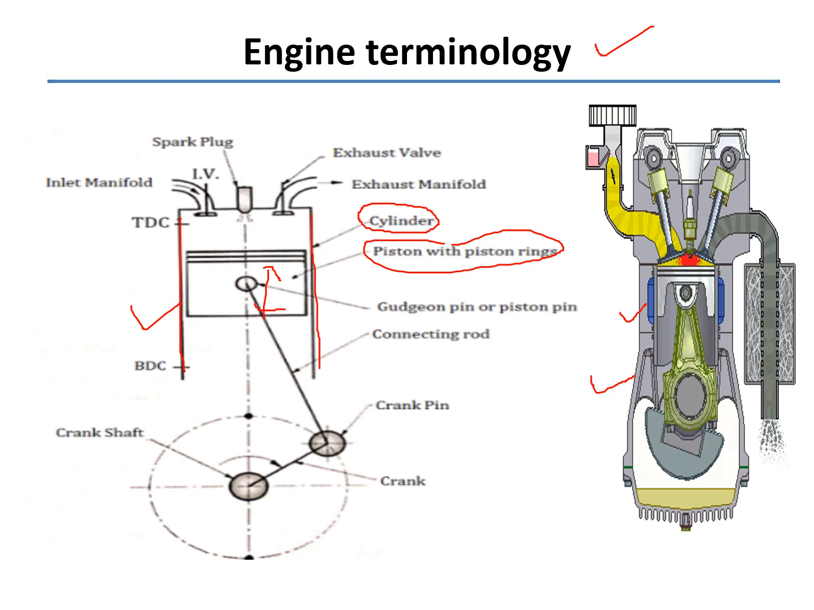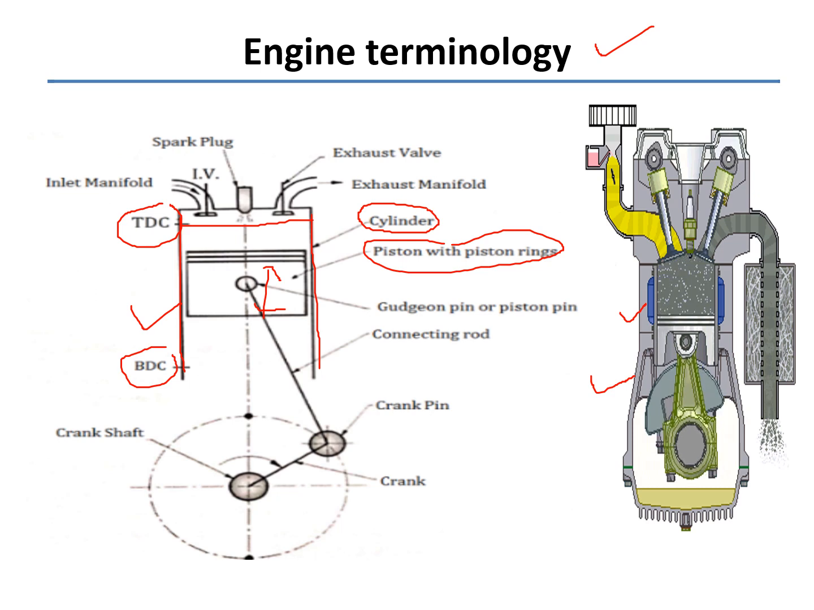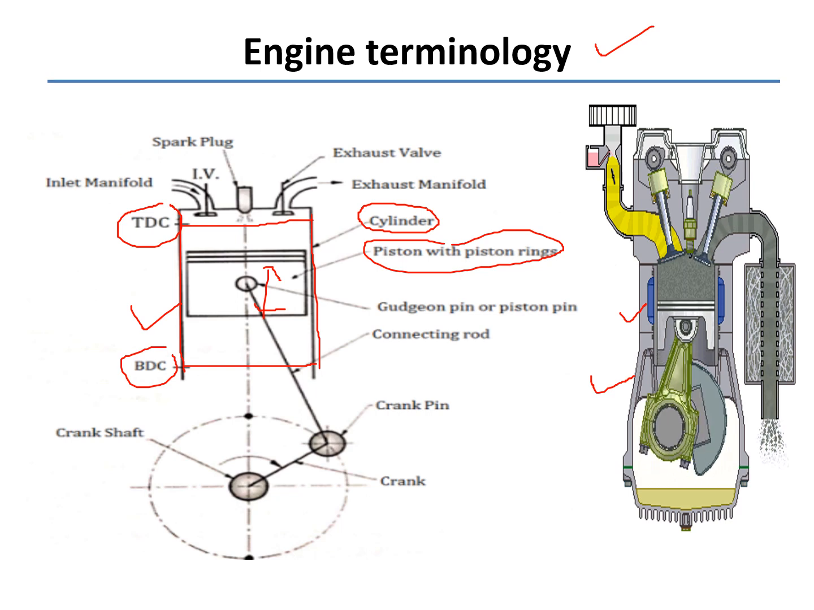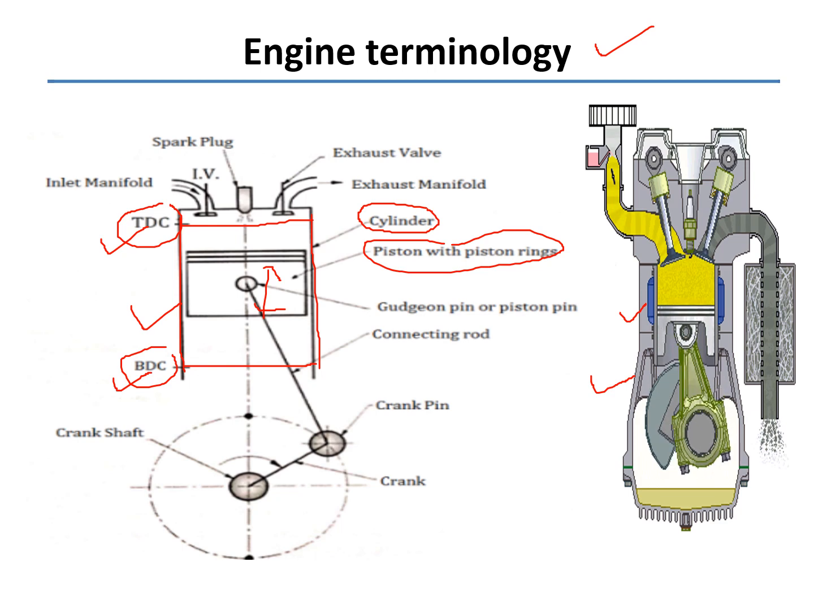Now when the piston moves inside the cylinder, you see this is TDC and this is the BDC. TDC means the top dead center, and BDC, the full form, is the bottom dead center. It means the topmost position of the piston when it reaches here is known as the top dead center. And when the piston is at its bottommost position, that is known as the BDC, bottom dead center. The extreme up position is TDC, the extreme bottom position of the piston is BDC. It means the piston will travel in between TDC and BDC.